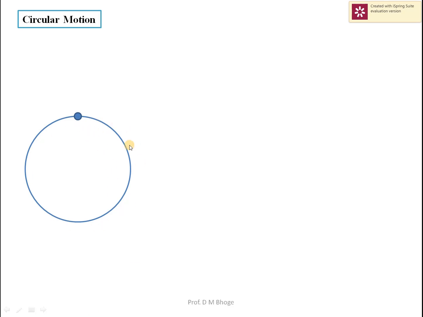Consider a particle in circular motion, a particle traveling round the circumference of a circle. Now we know that when a particle has circular motion, it will have some angular velocity which will be directed in the direction of angular displacement. Here we have shown the particle is rotating in clockwise direction, so its angular velocity will be directed in clockwise sense, that is in the direction of angular displacement.